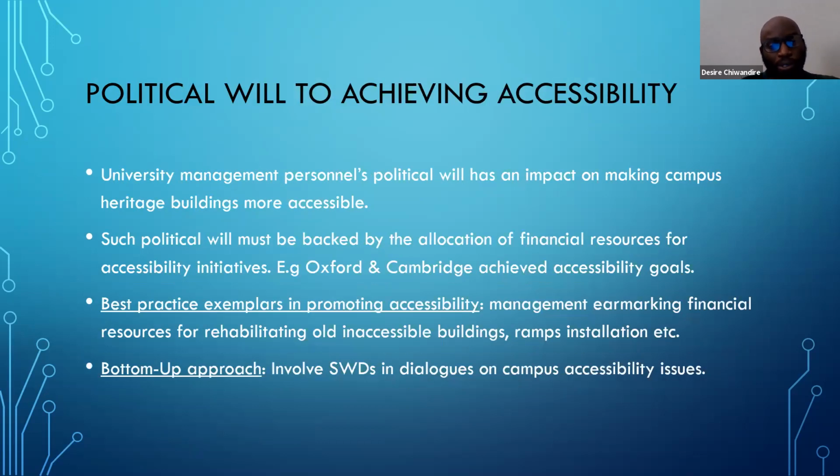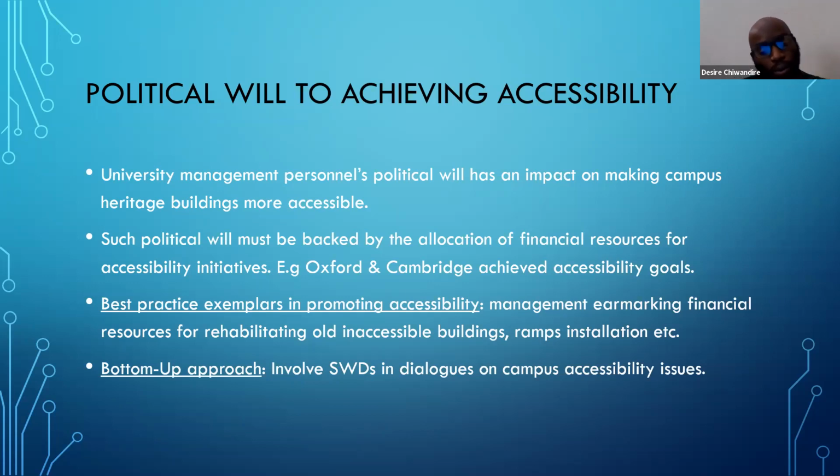Then lastly, there were participants who spoke about the idea of the political will to say, actually, all the buildings can be made accessible, especially if the university commits to it. They pointed to universities like Cambridge University, that despite being old, have done quite a lot in making their heritage buildings more accessible. Some of them even gave an example of VETS. They said VETS has done quite a lot to make their buildings accessible.